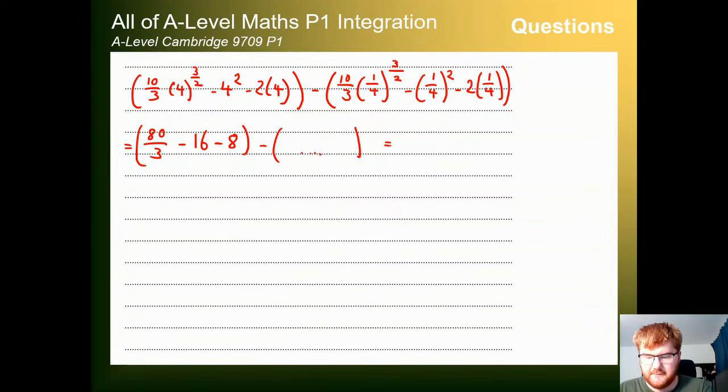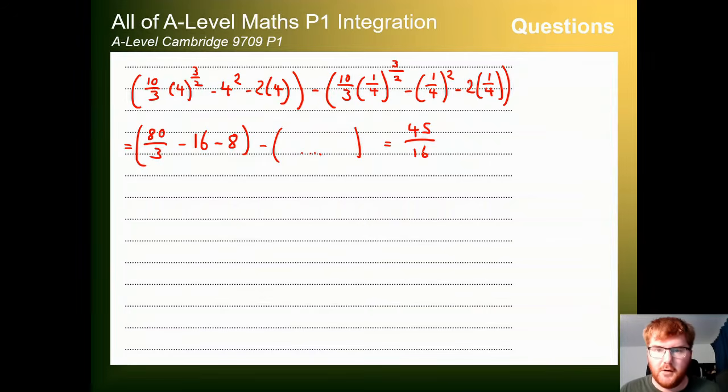So we have 3 over 2 minus 1 over 16 minus a half. Okay, and we pop it in. And we get our answer of 45 over 16, which is always a good sign.